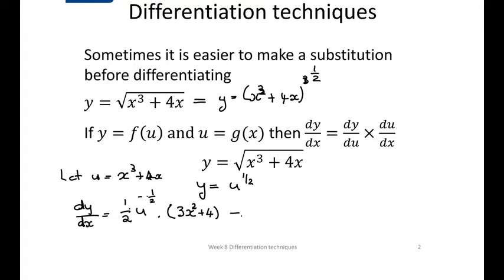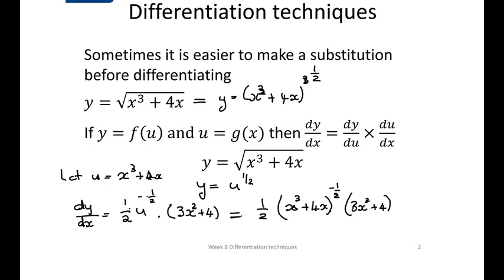Now, we can't leave it like that. We need to replace the u with whatever it was, so it would be a half times, now u was x cubed plus 4x, to the power of negative a half, times 3x squared plus 4.